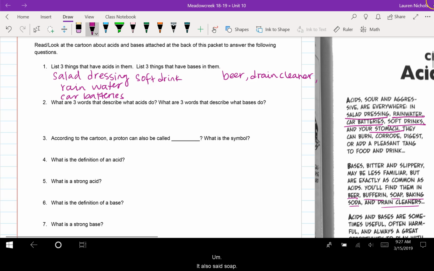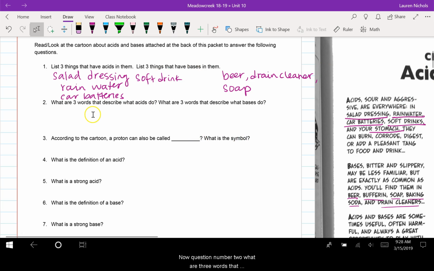It also said soap. Okay, really all cleaning products have bases in them. And before you go thinking that all alcohol is basic, beer has bases in it, but wine is acidic, so alcohol can vary depending on the type.